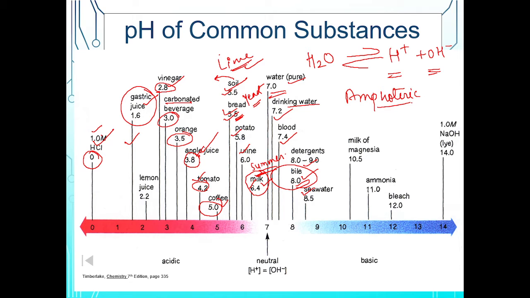Then your seawater contains pH of 8.5. Milk of magnesia, that is Mg(OH)2, is having pH of 10.5. We are all aware that in hyperacidity it is used as an antacid, okay? So this works as an antacid, okay? Then ammonia, pH of 11.